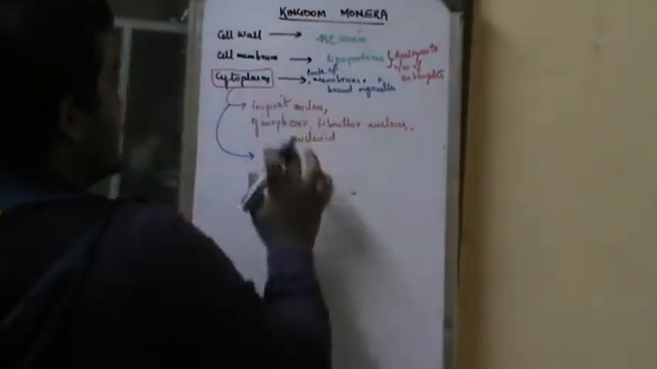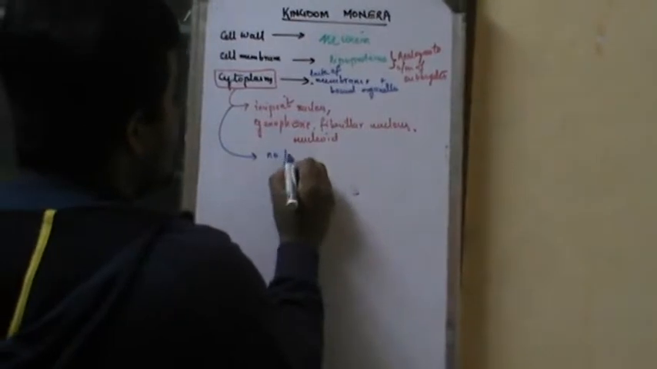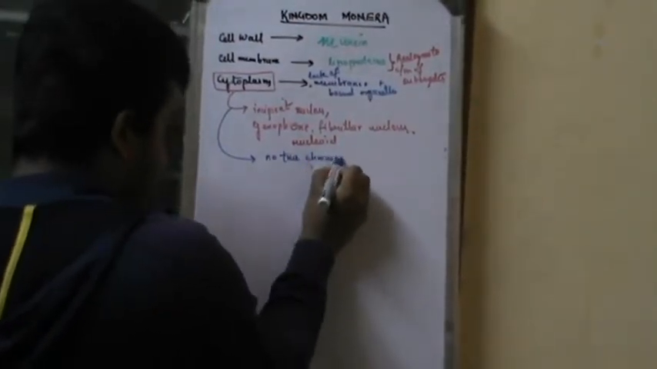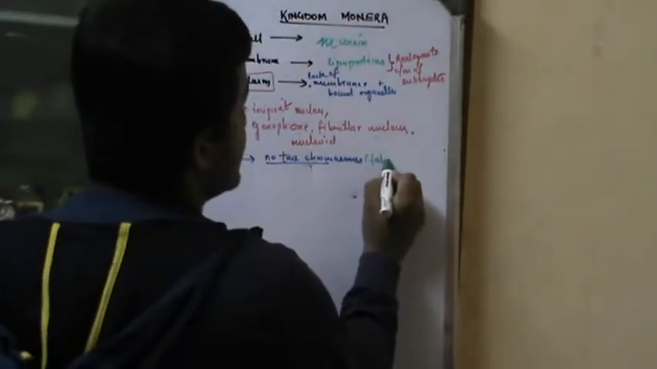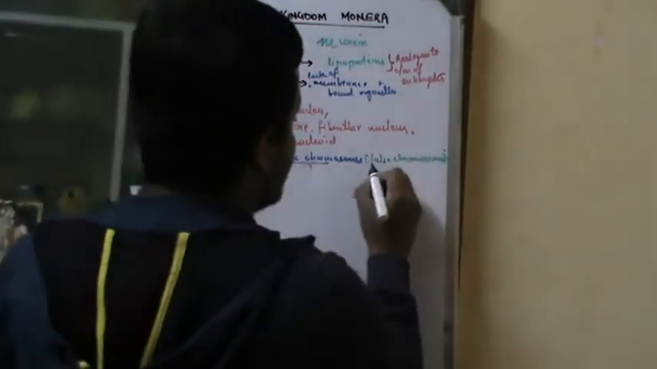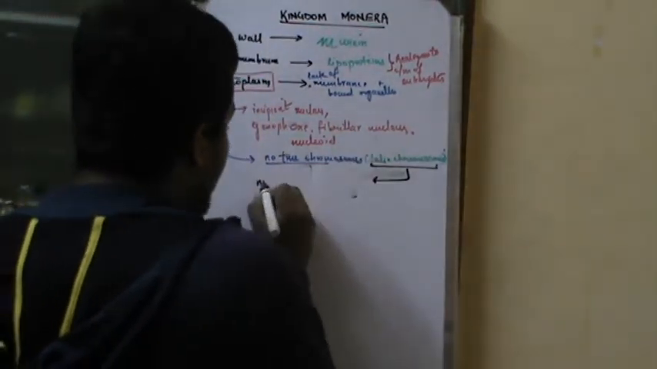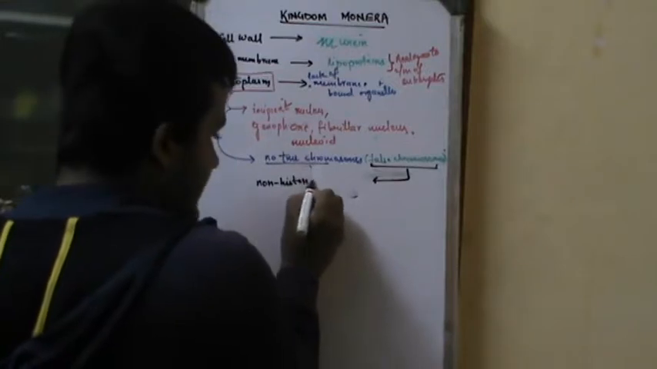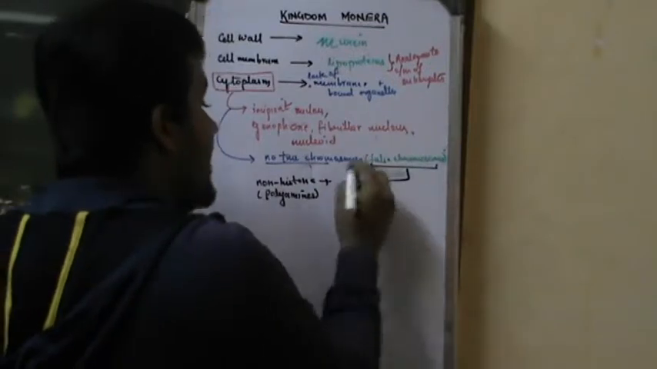One more thing you have to remember very importantly: the cytoplasm of Monerans is going to have no true chromosomes. It is very important, son. The cytoplasm of Monerans has a type of chromosome which we call false chromosomes. These false chromosomes are made up of non-histone proteins. An example of a non-histone protein is polyamines. Non-histone protein plus a type of DNA.